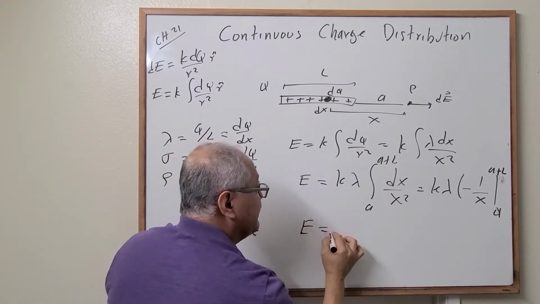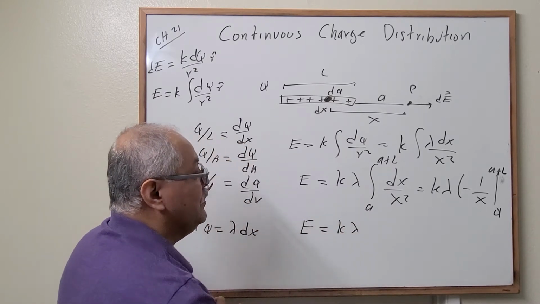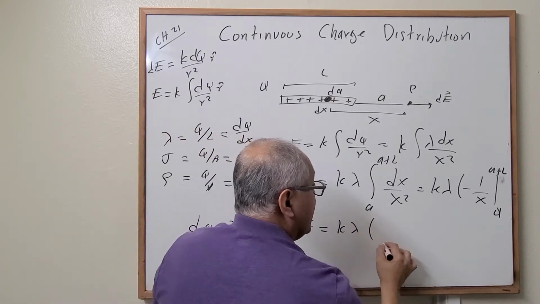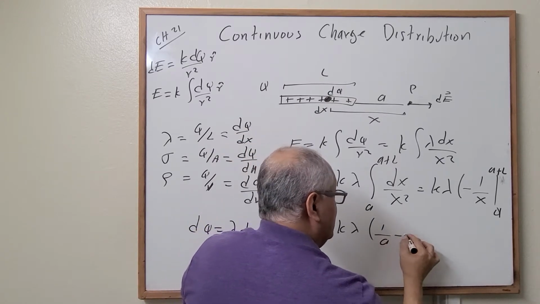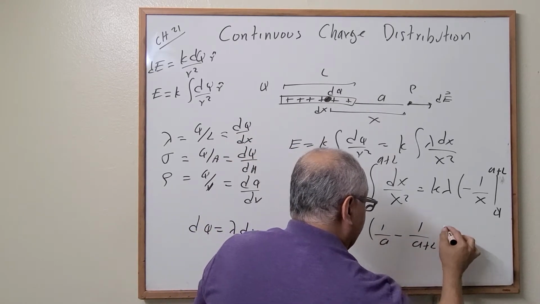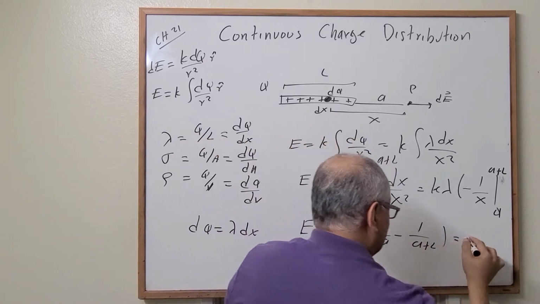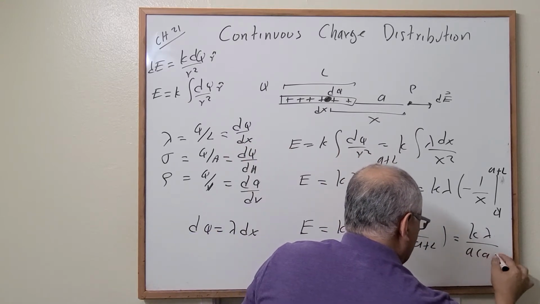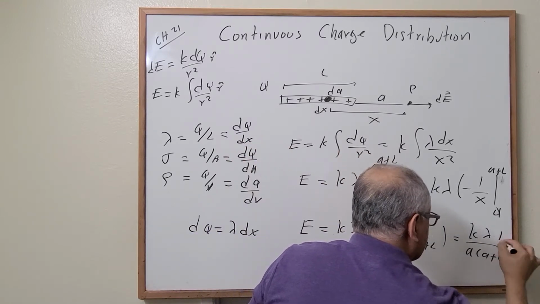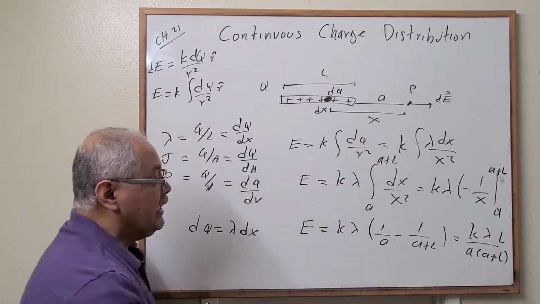The electric field is equal to k lambda times (1 over a minus 1 over a plus l), and this is equal to k lambda over a plus l, times l. Great. Now let's go back to lambda.